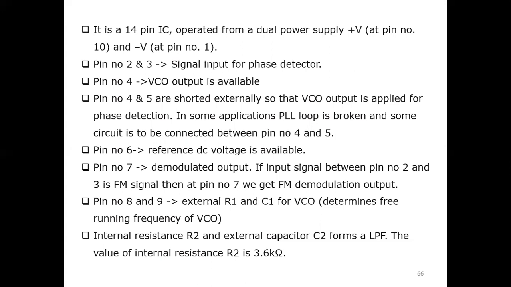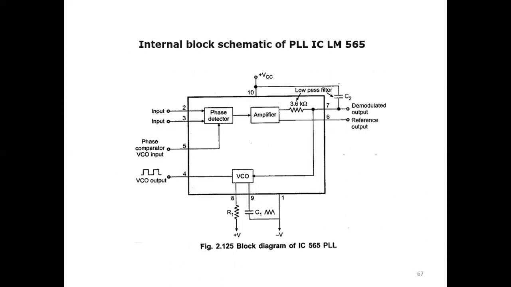Pin number 7 is the demodulated output. If the input signal between pin number 2 and pin number 3 is an FM signal, then at pin number 7 we get the FM demodulation output. Pins number 8 and 9, external R1 and C1 for the VCO, determine the free-running frequency of the VCO. The internal resistance R2 and the external capacitor C2 form a low pass filter. The value of the internal resistance R2 is 3.6 kilo ohm.